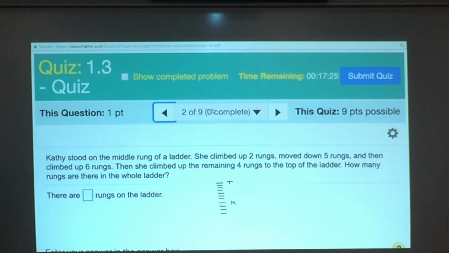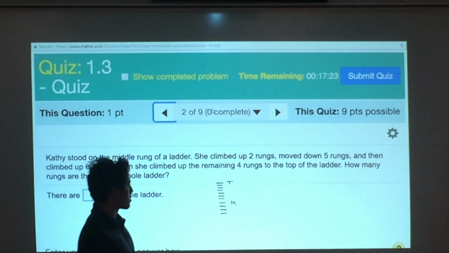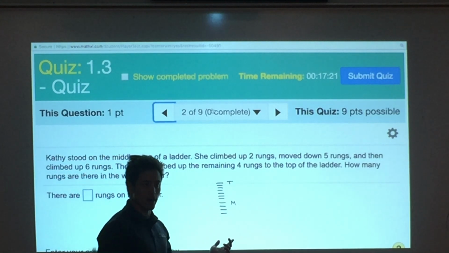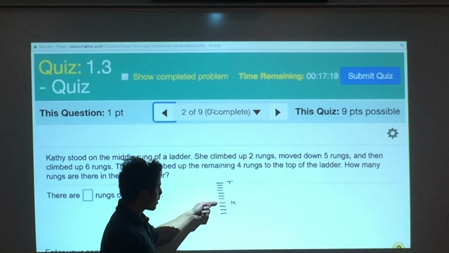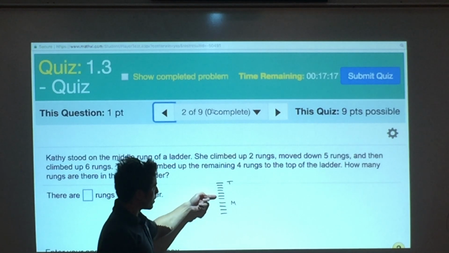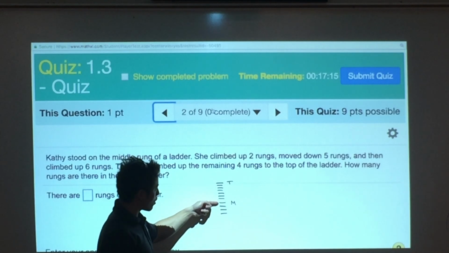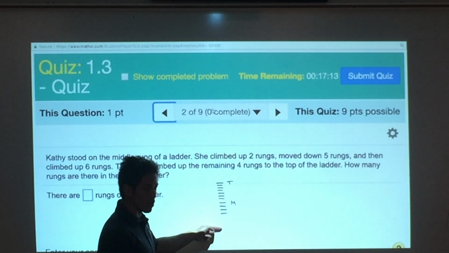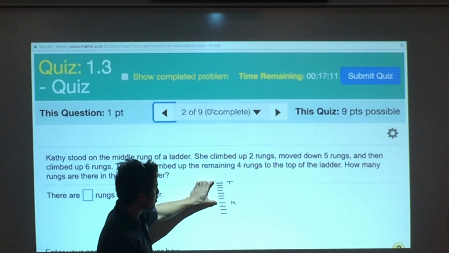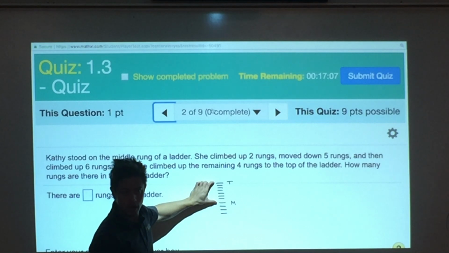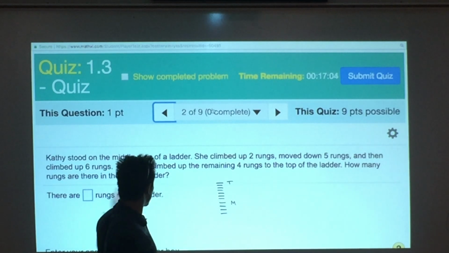How many rungs are there in the whole ladder? The wrong way to do this is to just add what's on your paper right now, right? Because we know that this one's the middle. The middle's not up here. That means that we need to fill in whatever's down here based on our knowledge of what's on the top. You guys following? Okay? So don't be just counting this and dumping your answer there.